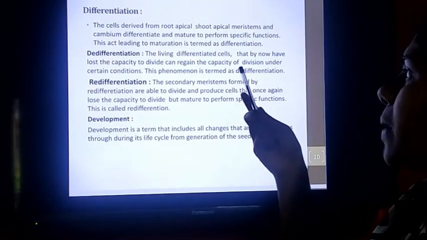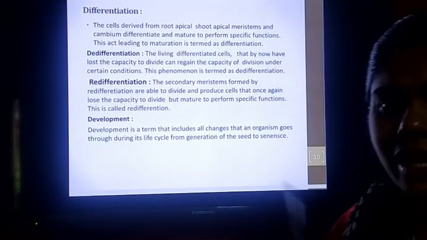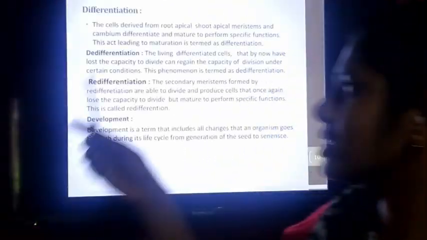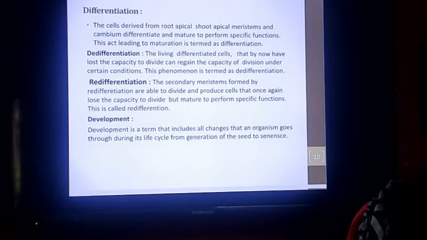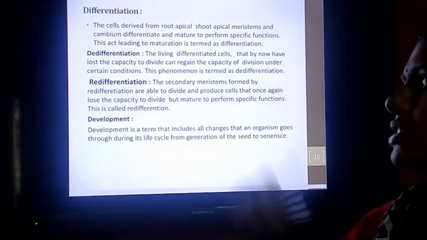De-differentiation means already differentiated cell. Already differentiated cell means the cell becomes mature. So that mature cell, the already differentiated cell, once again regains the capacity to divide under certain conditions. That is called de-differentiation. And another phenomenon is re-differentiation.